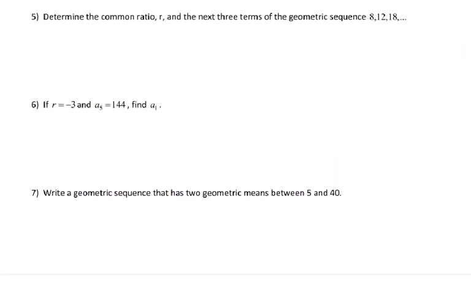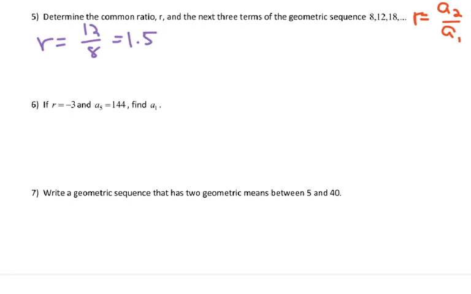Now let's talk about geometric sequences. Geometric sequences were the ones where you would multiply each previous term by a number to get the next term. The common ratio is really easy to find. You do the second term divided by the first term. So in problem 5, we want to determine the common ratio and find the next 3 terms in the geometric sequence 8, 12, 18. So r is 12 over 8, which is going to be 1.5. If you want to leave it as a fraction 3/2, that's fine, but I would say it's probably easiest to leave it as a decimal.